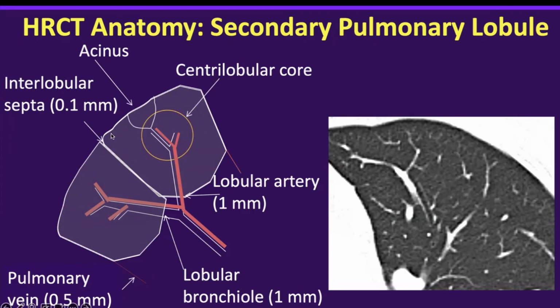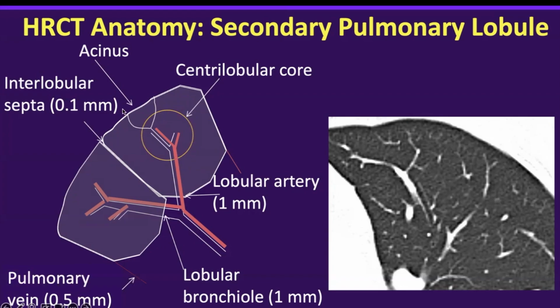The lobule is marginated by interlobular septi that are composed of connective tissue and contain pulmonary veins, lymphatics, and interstitial fluid. The lobule centrally has a lobular artery and accompanying bronchiole, and these branch within the secondary pulmonary lobule.